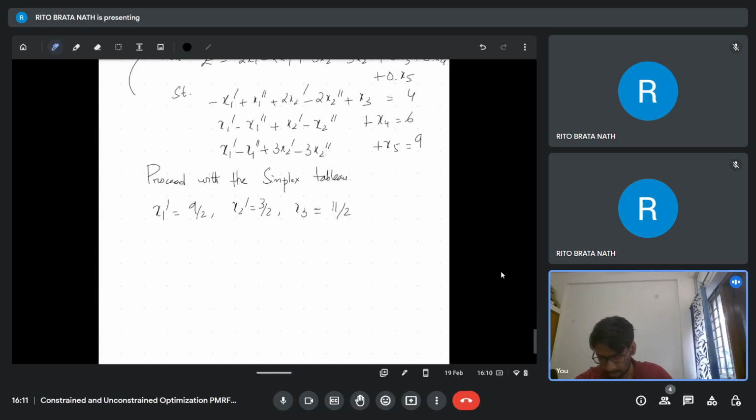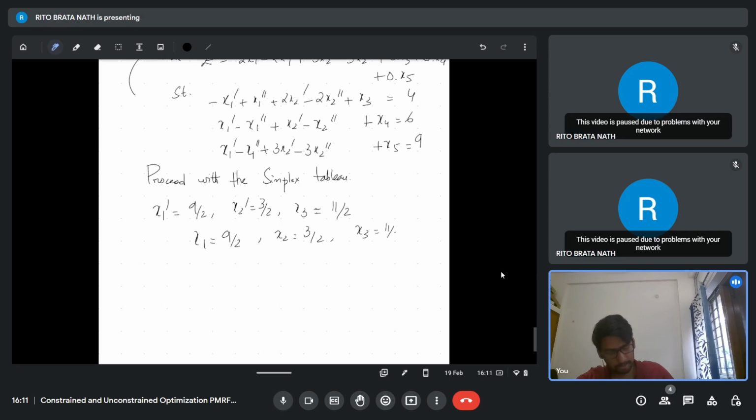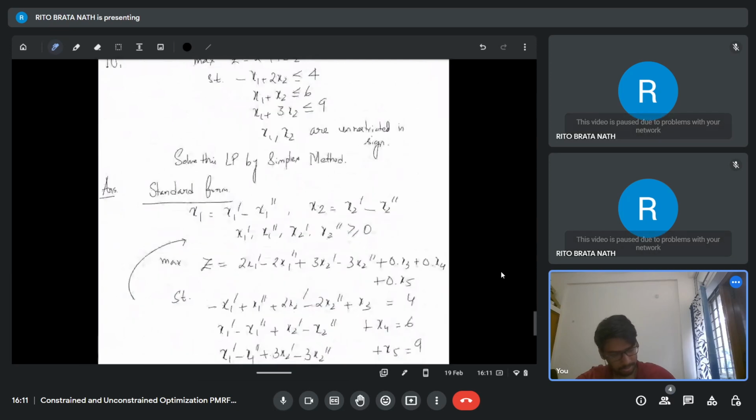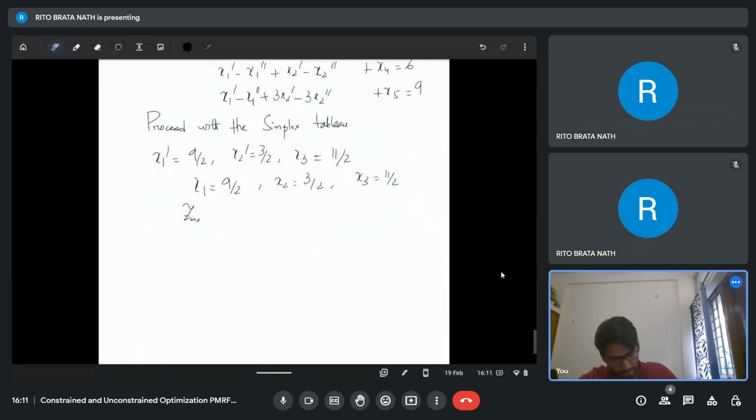So in that case, what you will see is that x1 will become 9 by 2, x2 will become 3 by 2, x3 will be 11 by 2, so that's fine. And your z max will be 2x1 plus 3x2. So it's 9 plus 9 by 2, so that's 27 by 2. And in that case, your option C will be the correct one.